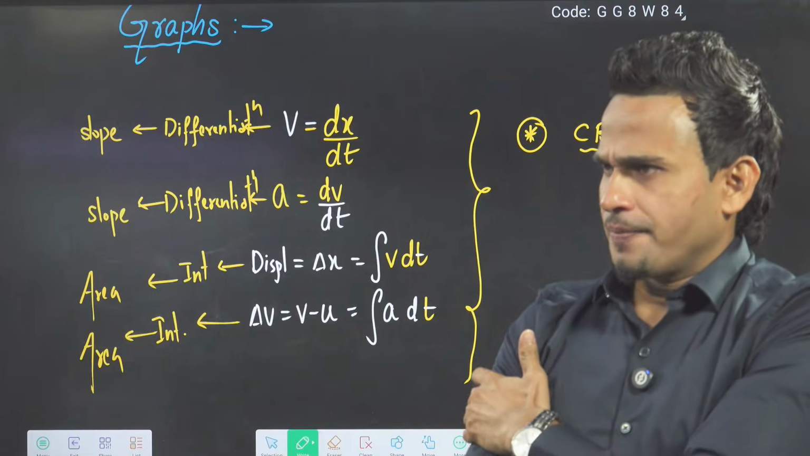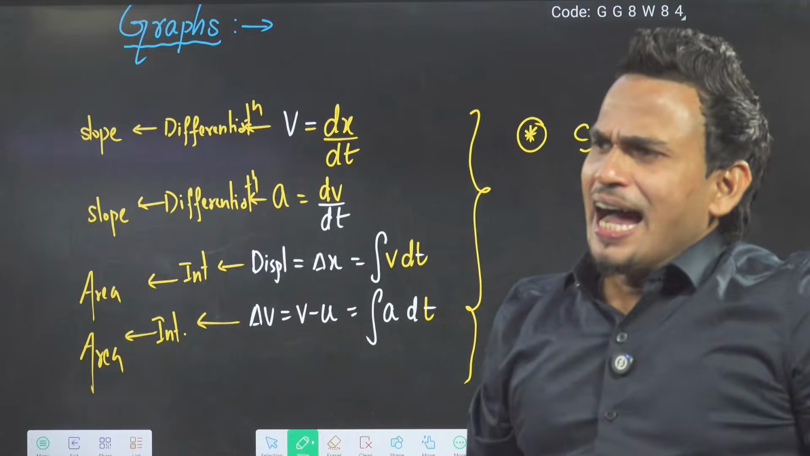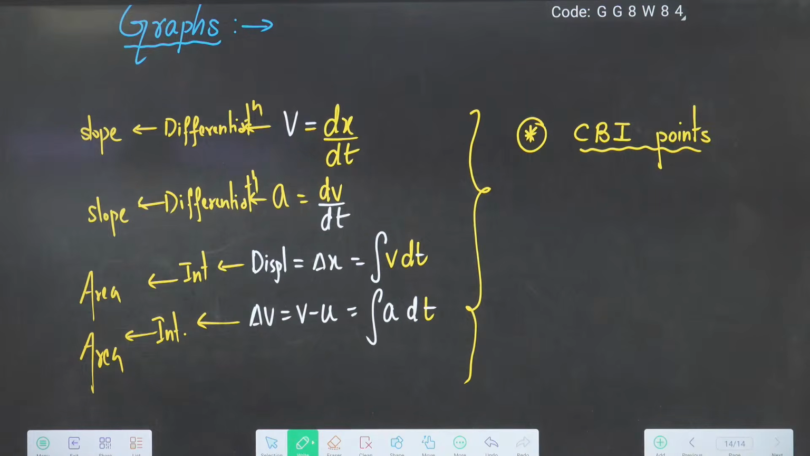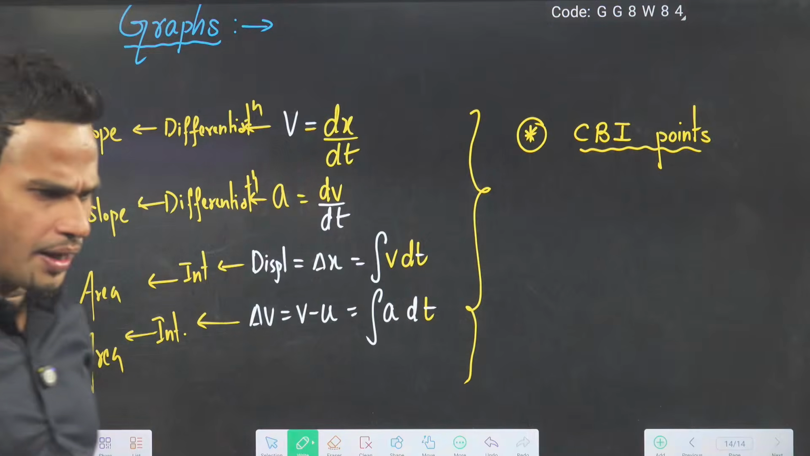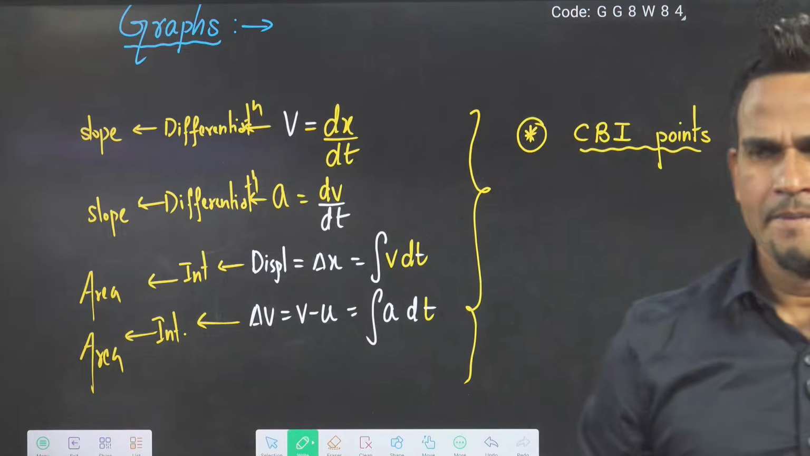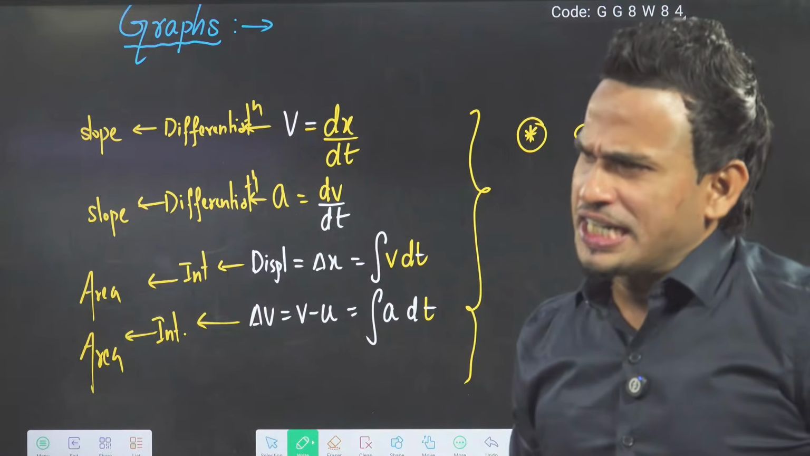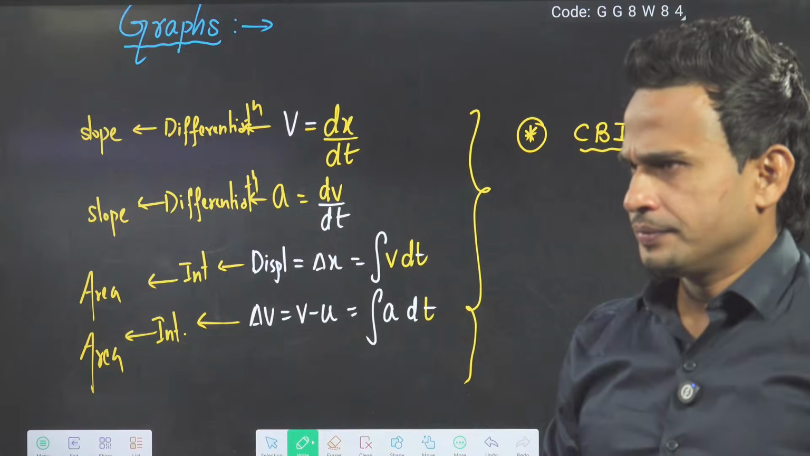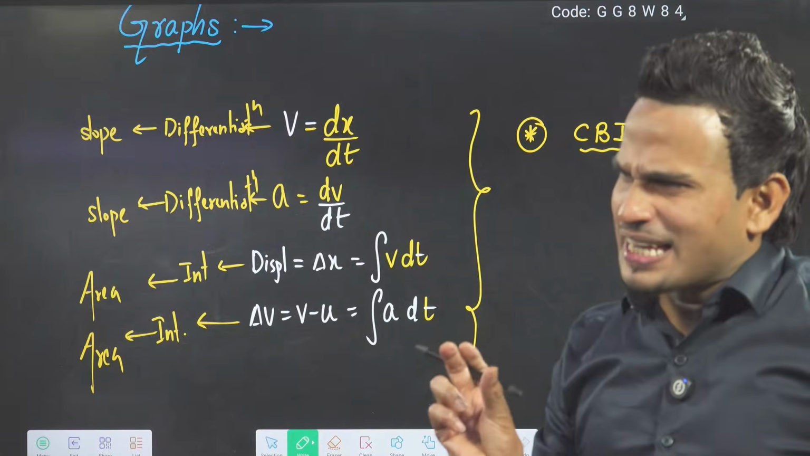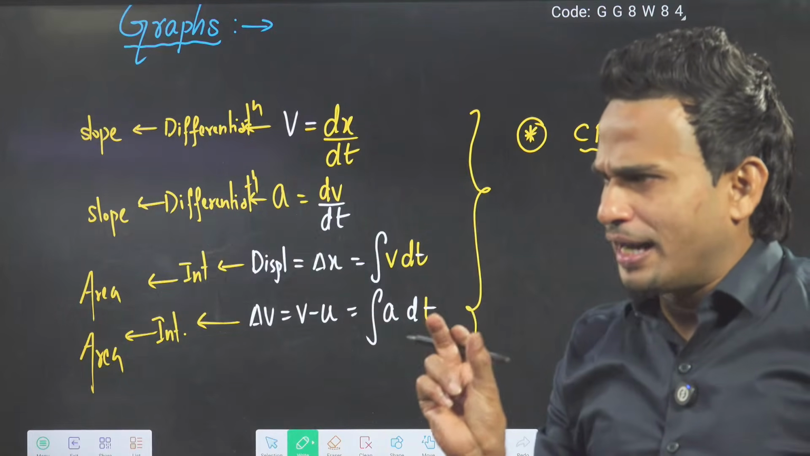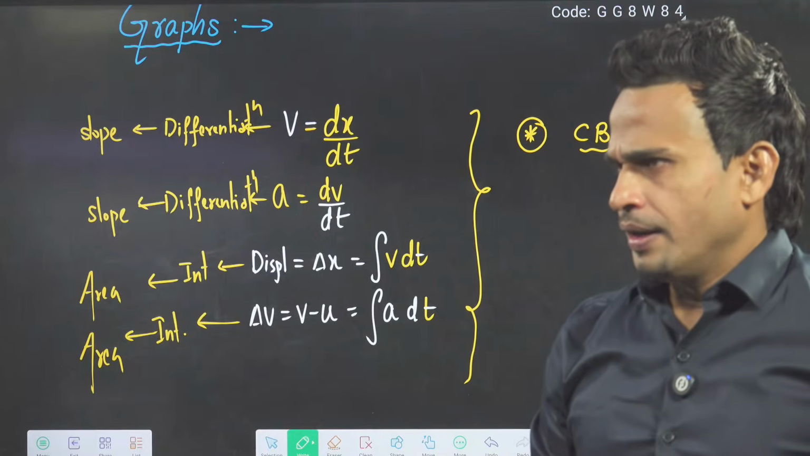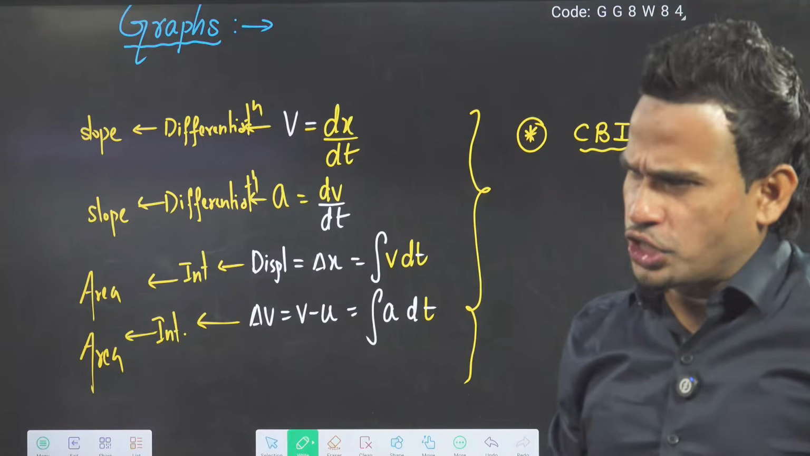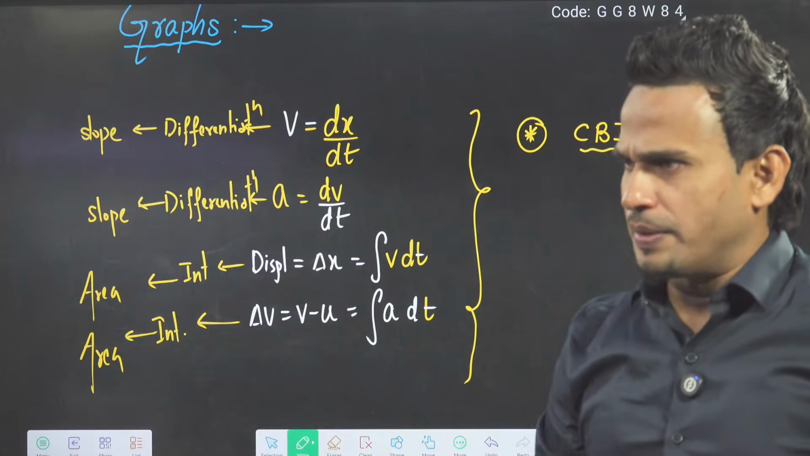Next, third point. Area under velocity time graph represents change in position. In bracket, displacement. Change in position has a separate name, displacement.